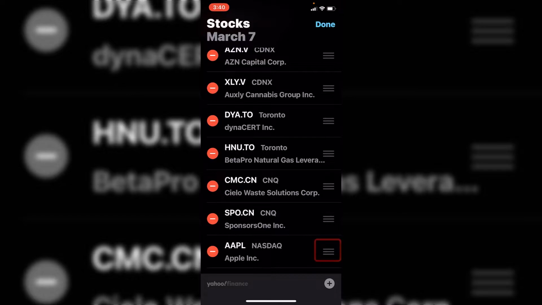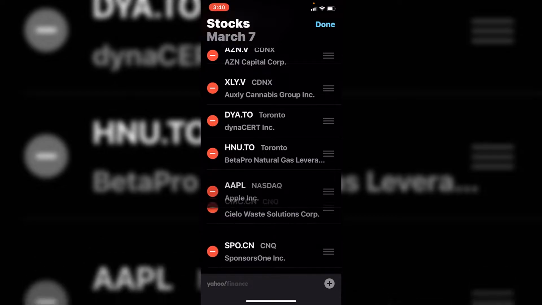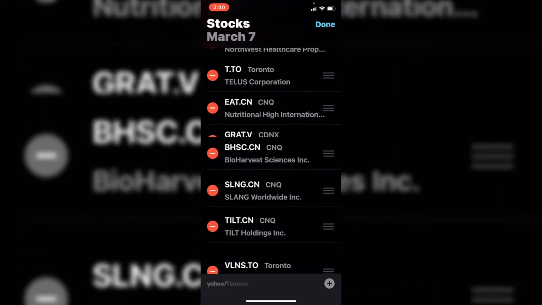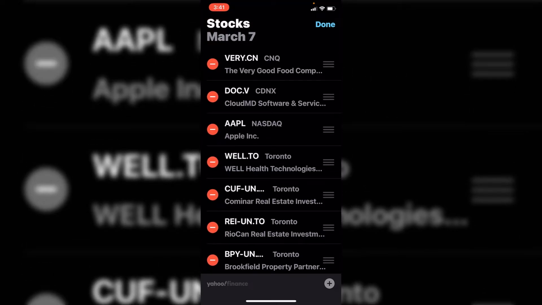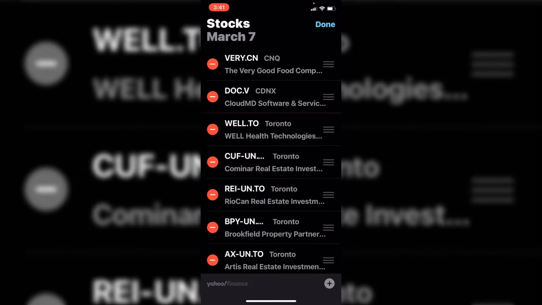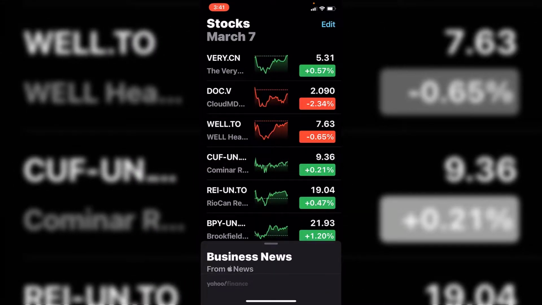And as you can see, there are 3 bars beside each stock. So you can easily touch that and hold it and move the stock to wherever you want. So now I'm just going to remove Apple, because I don't want to have it.